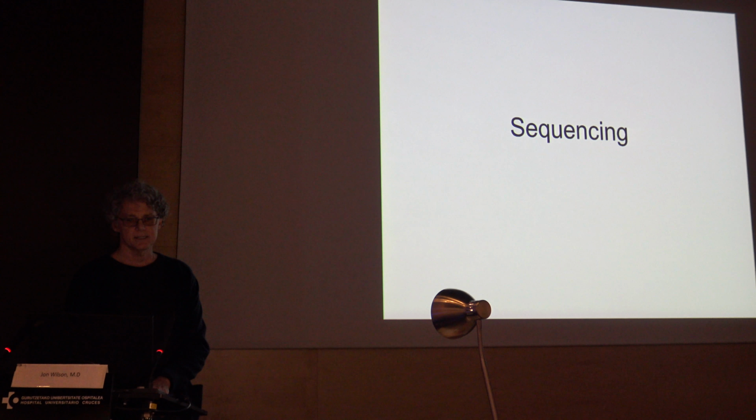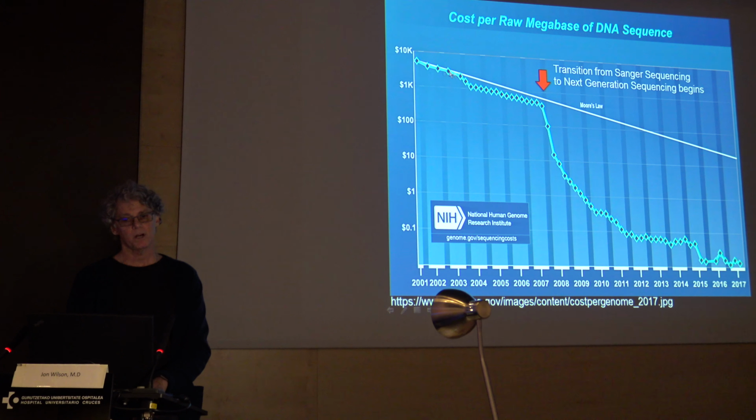So, as far as sequencing, I wanted to run you through just quickly. The cost is really, really coming down. When we switched from Sanger sequencing, which you probably all have heard of, Sanger sequencing was basically following what's called Moore's Law, that as we develop more computational power, the cost of that computational power will continue to go down.